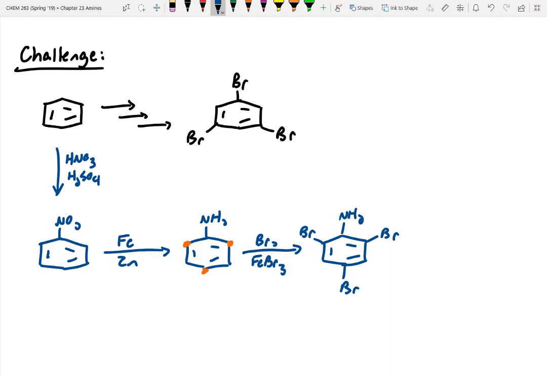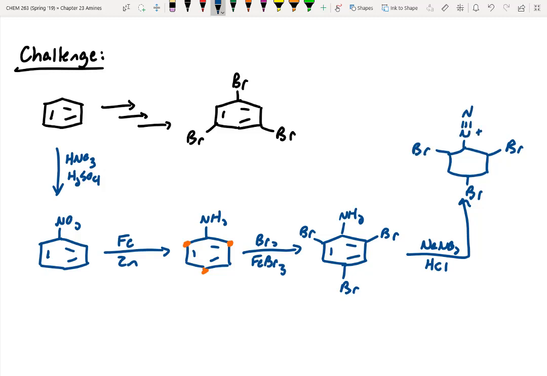All right, so we're getting close to our final product though. Our main trouble now though is we need to get rid of this. So first we need to convert it to a diazonium salt, right? How do we do that? NaNO2 and HCl. So now we've got this nitrogen-nitrogen triple bond. All right, we're almost there. What do we need to do now? H3PO2.